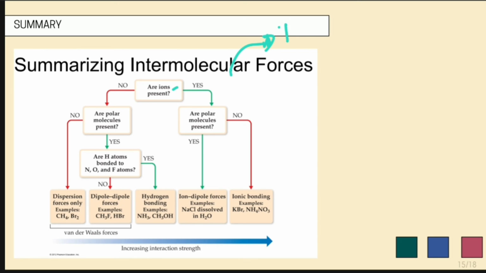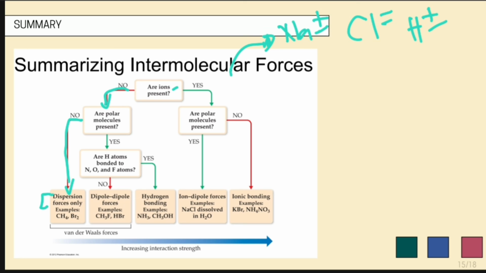So, for example, Na positive. Cl negative. H positive. Basta may charge yung atom mo, ion yun. Okay. If there's no ion, you ask again, is it a polar molecule? If it's not a polar molecule, if it's a non-polar molecule, then the intermolecular force present is the London dispersion force.